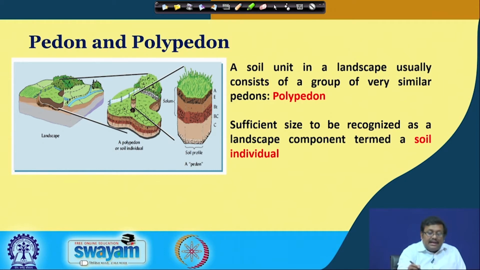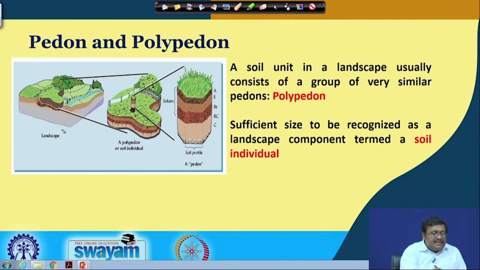As you can see here, this is a landscape, and from this landscape we can take out an individual section which is basically a polypedon or soil individual, which is a collection of individual pedons. From that we can magnify or segregate an individual pedon, which is a three-dimensional body. So, a polypedon or soil individual is the same kind of thing. However, a polypedon is basically the collection of similar pedons.